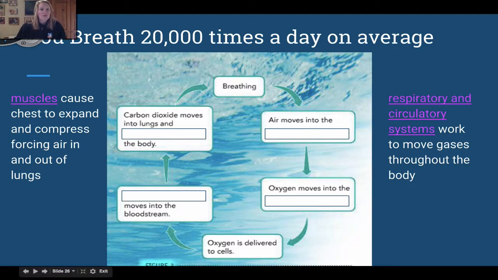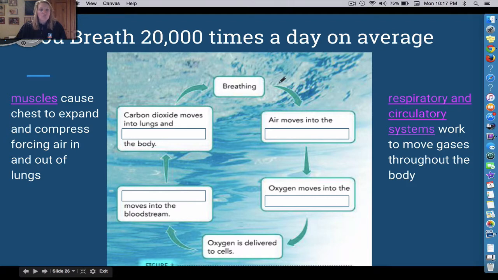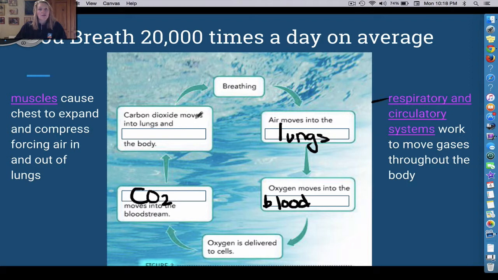Okay, so let's go ahead and fill in this. You breathe in, air moves into the good old lungs. That would be the respiratory system. Oxygen moves into the bloodstream, or just the blood. Oxygen is then delivered to the cells. And then what moves from the cells into the bloodstream? Good old carbon dioxide. Carbon dioxide moves into the lungs and leaves the body.